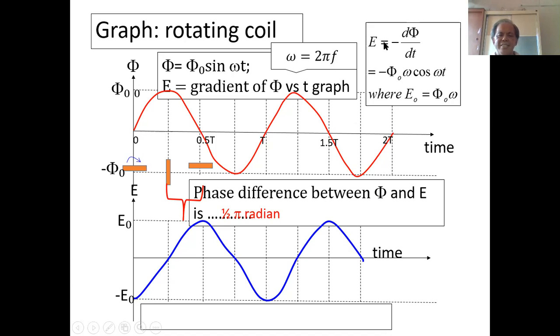If you want to differentiate, then you use Faraday's law. Differentiate your sine omega t, we get minus phi naught cos omega t. So that becomes the amplitude. Your E naught equals phi naught omega.